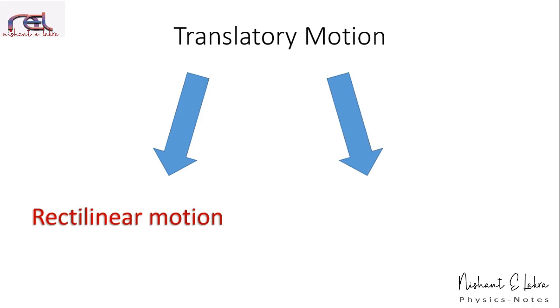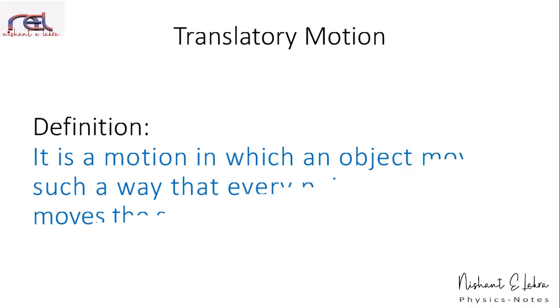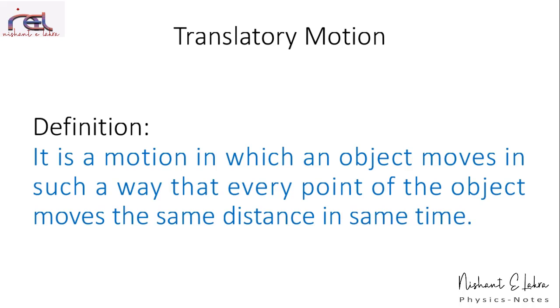Let's understand about translatory motion. There are two types of translatory motion. The first one is rectilinear motion and the second is curvilinear motion. So we'll be understanding about these two types of translatory motion. Let's see the definition. It is a motion in which an object moves in such a way that every point of the object moves the same distance in the same time.